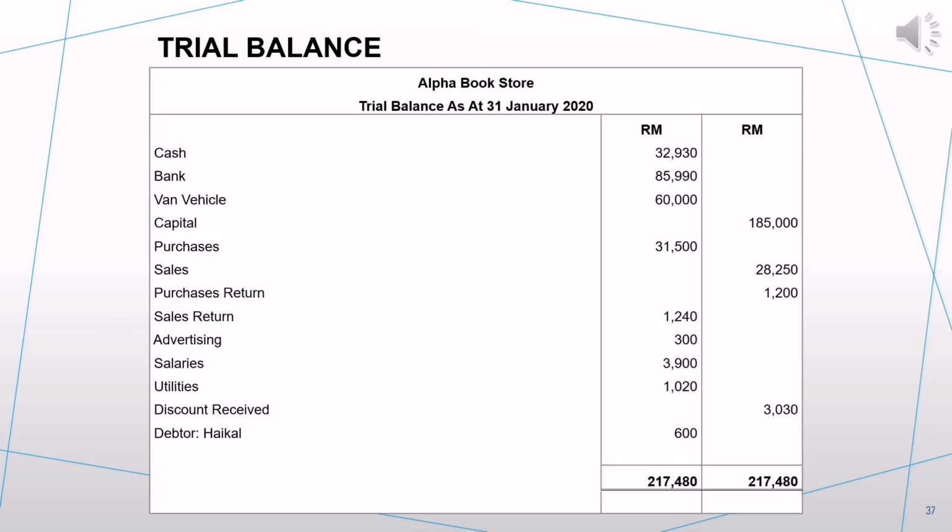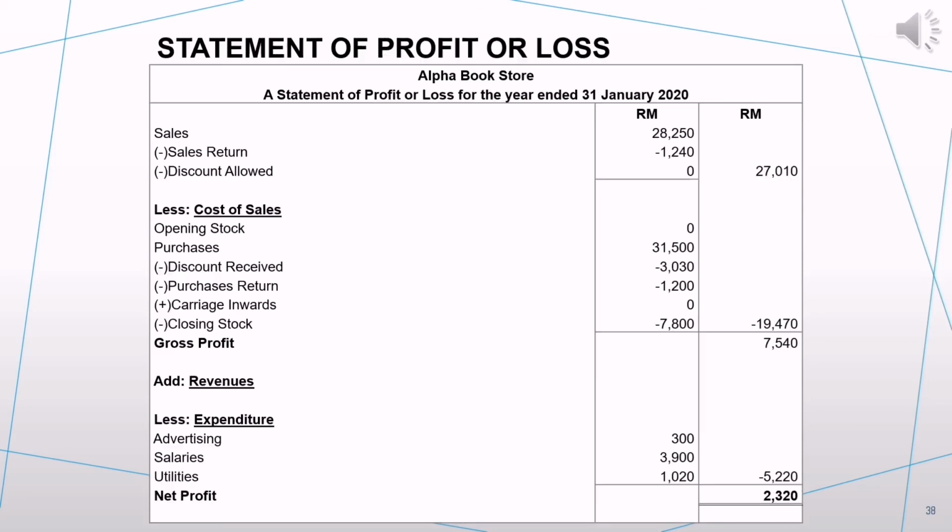This is the trial balance for Alpha Bookstore. This trial balance shows that the debit and the credit side have the same amount, which is 217,480, which means that this trial balance was balanced.